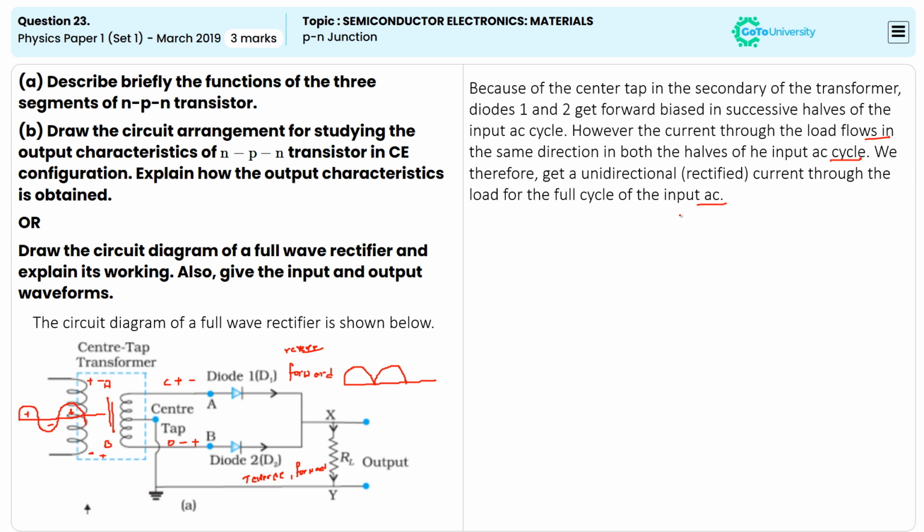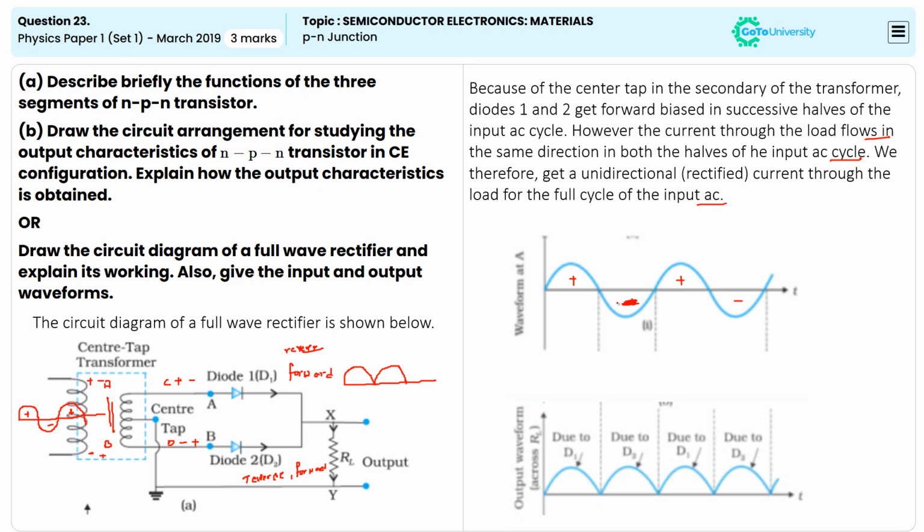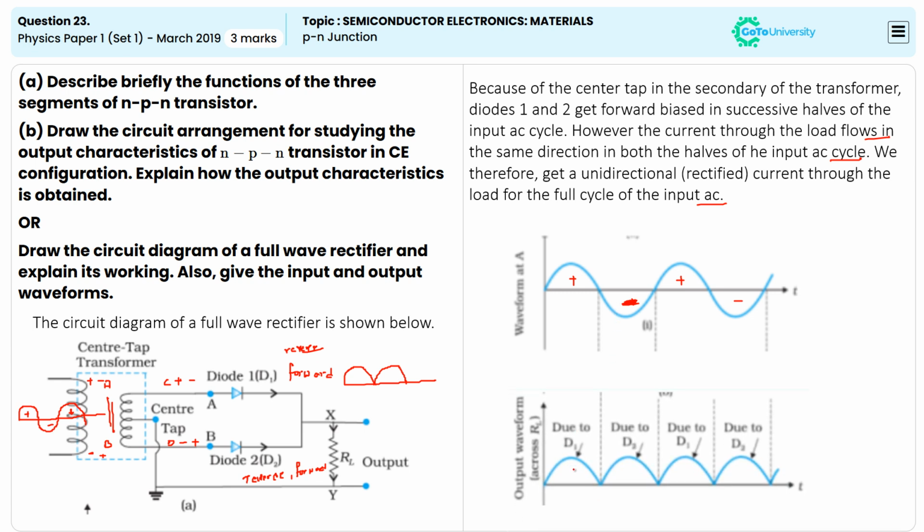Then we'll see the input and output graph here. This is the input graph of the AC current, with plus and minus values. Then the output wave, the DC, looks like this. This part is from diode 1 and this part is from diode 2.